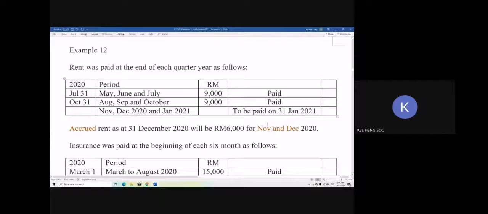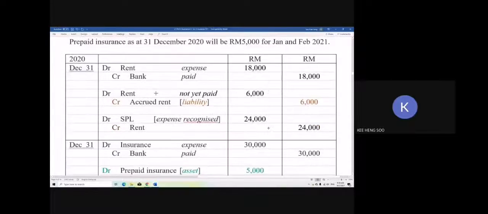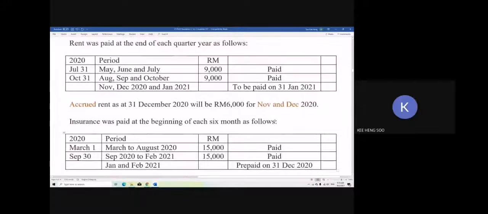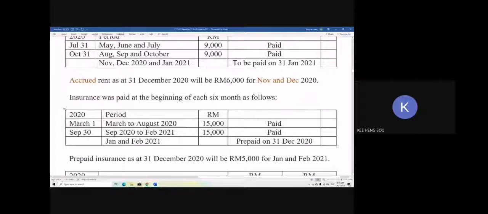So how do you record this amount? And how about insurance? Insurance you pay for 6 months: March, April, May, June, July, August, September, October, November, December, January, February. So you find that January and February are already prepaid. Extra payment. So 5,000 will be extra.